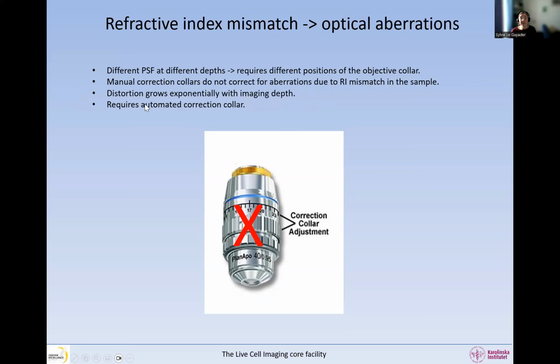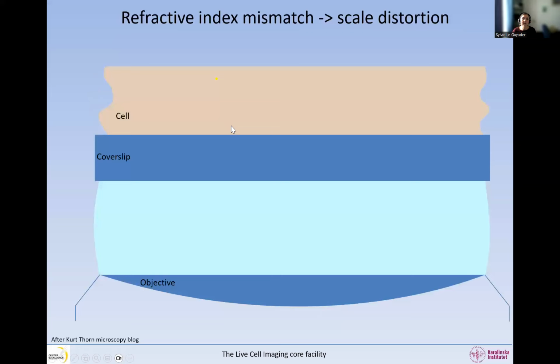And this can be corrected if you have an automated correction collar. And of course, if your medium is homogeneous throughout the sample, then you could correct this with an automated correction collar, but not with a manual one and not with a normal objective that has no ring.